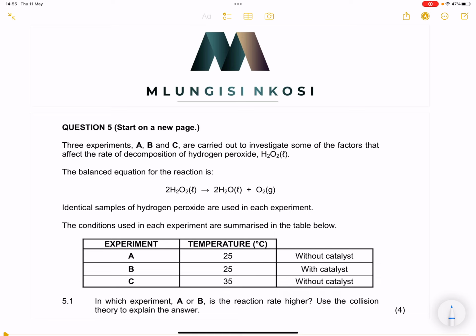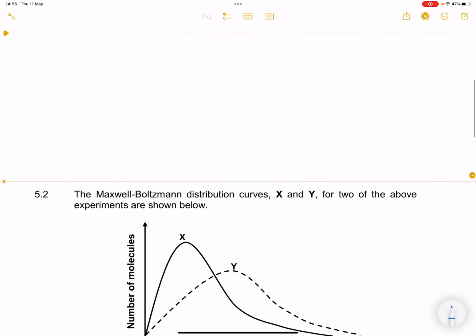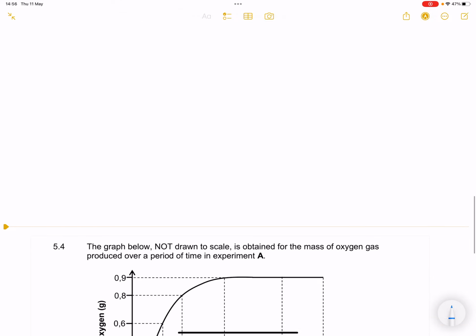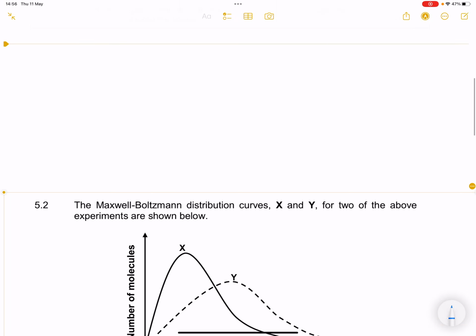And now we'll be looking at rates of reactions in preparation for those chemistry exams. Yeah, we are going to slay this chemistry exam. All right, let's start. We've got quite a number of questions to get through on this one. Let's get right into it.